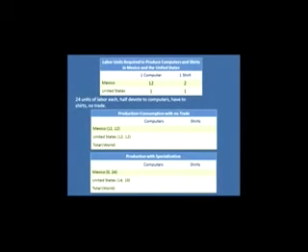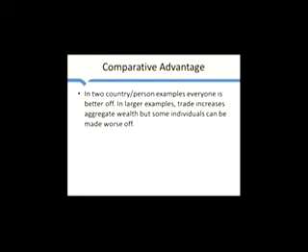I want to conclude with a caution, but also a big picture view of comparative advantage. In the 2 country, 2 person examples I've been working with in order to explain the theory, everyone is made better off by trade. In larger examples, trade will increase aggregate wealth, but some individuals can be made worse off. And that should make perfect sense. After all, if A and B have been trading, and then because tariffs fall or because transportation costs fall, A starts trading with C, then B may be worse off, even though A, B, and C together have greater aggregate wealth. That's just a caution to keep in mind.